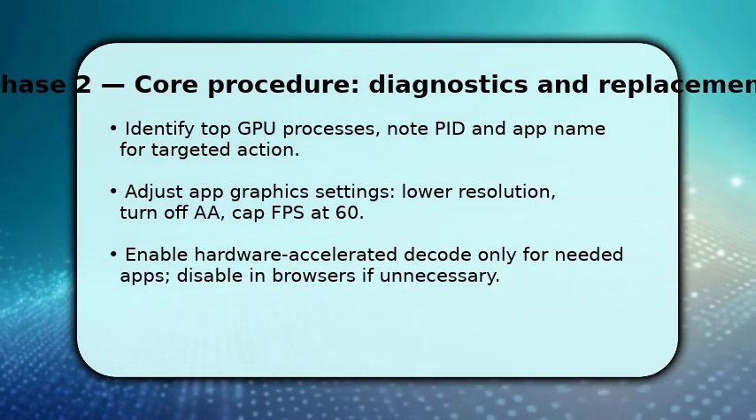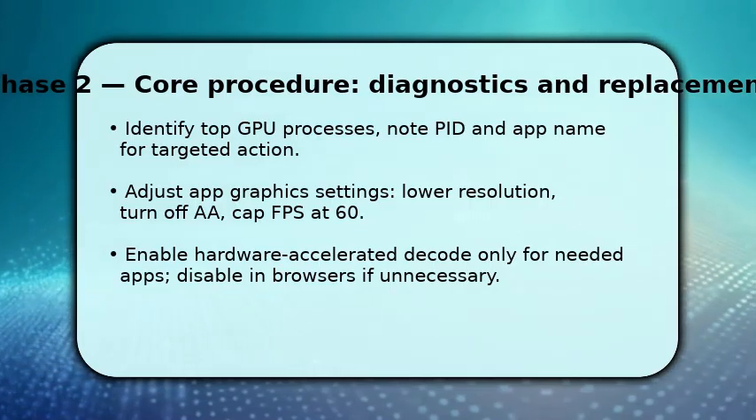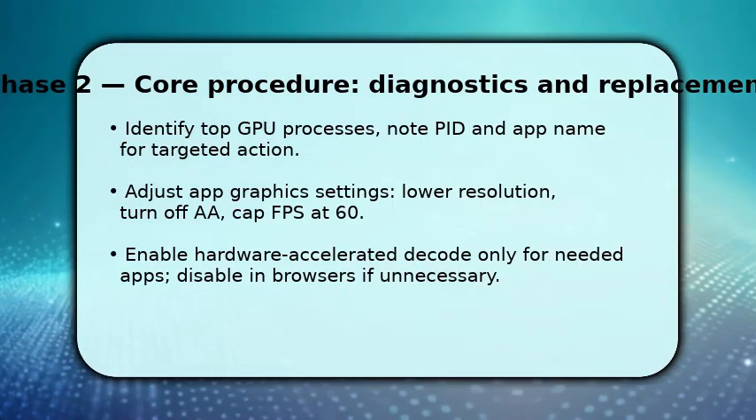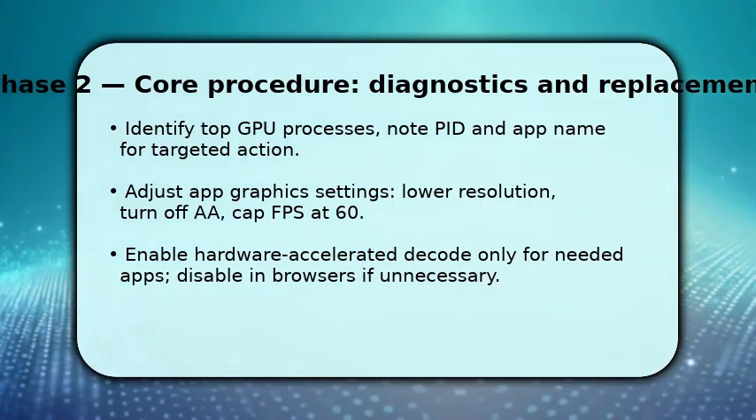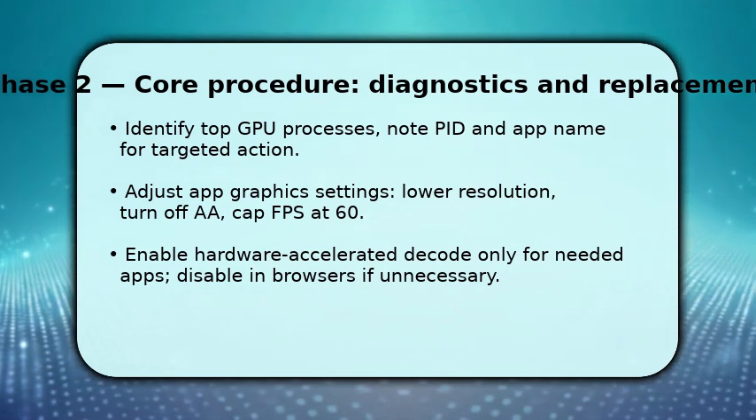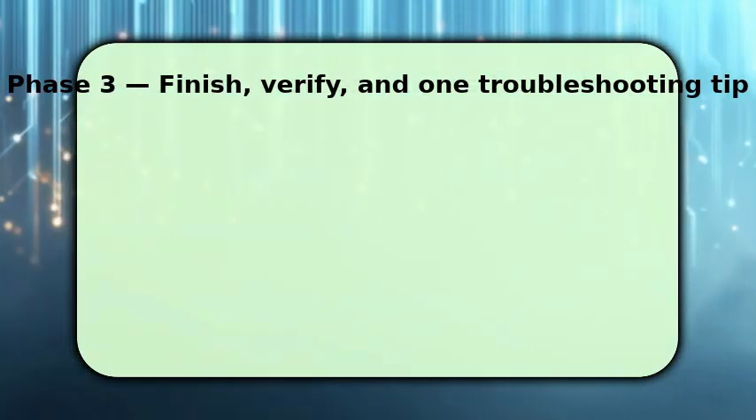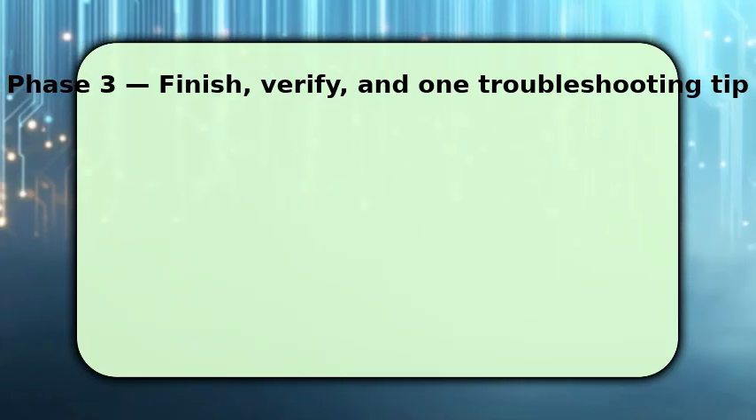target. Offload decoding selectively. Enable hardware acceleration for video apps that need it, but disable it in browsers and background tools that don't. Finally, use per app GPU settings in the driver to set preferred GPU or limit power per application. You finish by applying final tweaks and validating stability to keep GPU usage down.